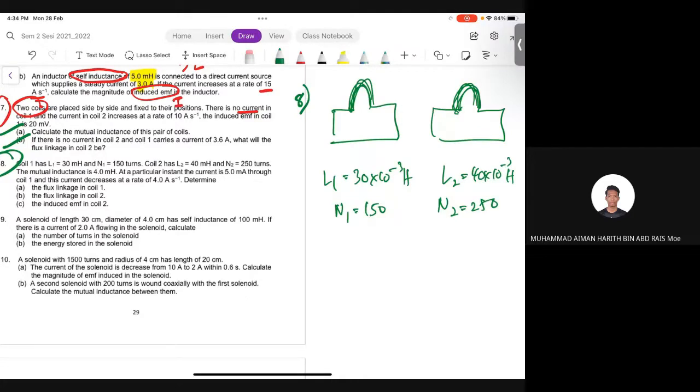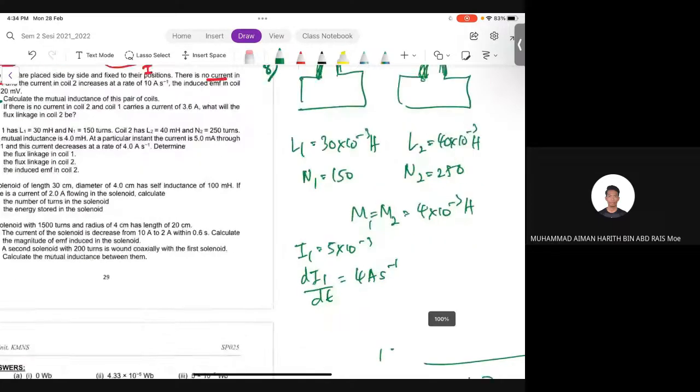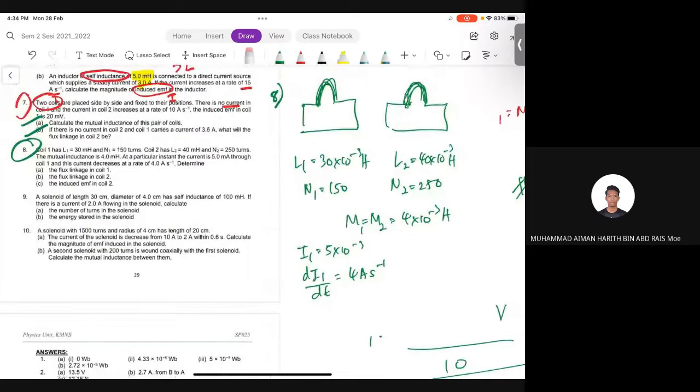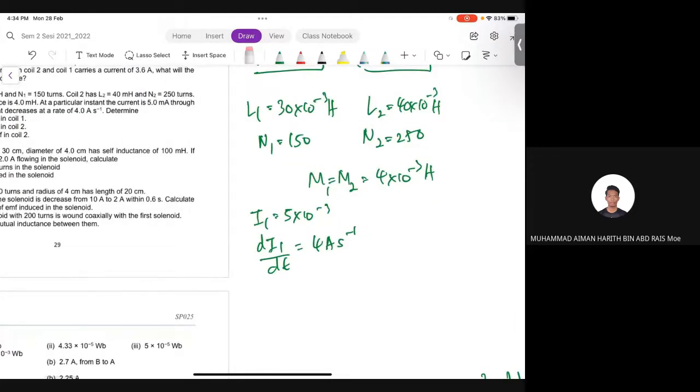Okay, dia bagi mutual inductance for both. So M1 and M2 adalah 4 times 10 negative 3 Henry. At particular instance, the current is 5 milliampere through coil 1. So current 1 is 5 times 10 negative 3. And the current decrease at the rate, so we still talking about di over dt lah, 4 ampere per second. Okay, so daripada ni, they ask you to calculate magnetic flux linkage Nφ at coil 1. So you focus dekat 1 je dulu.